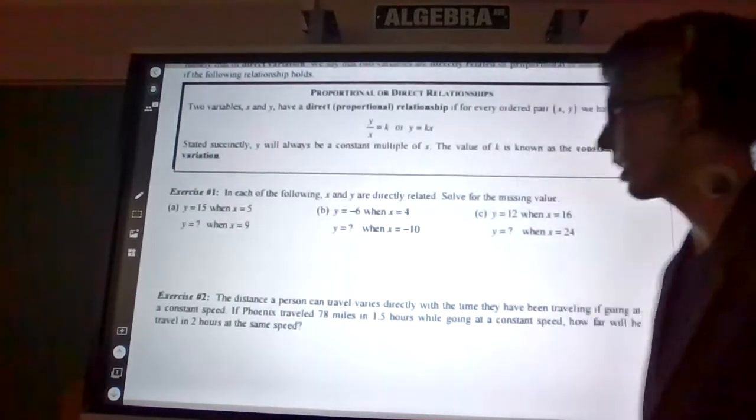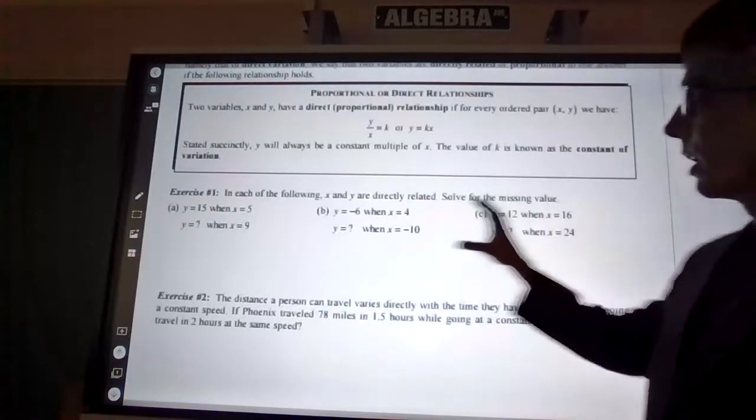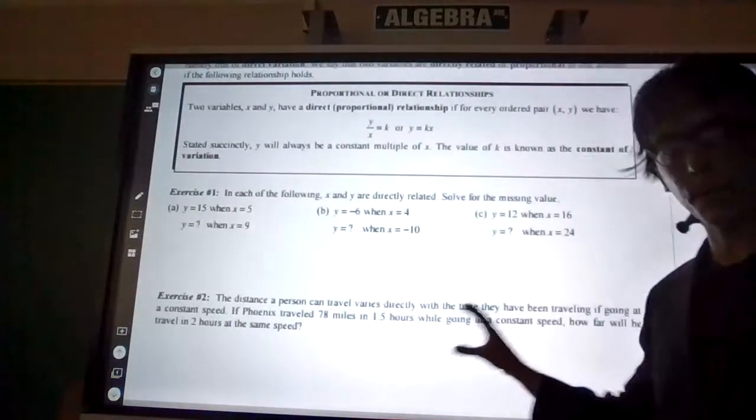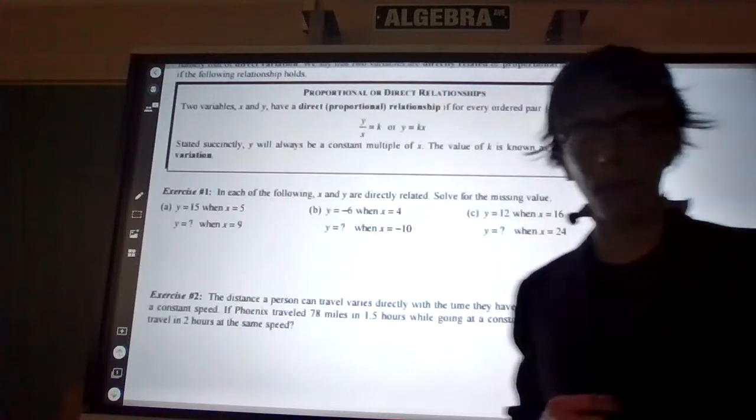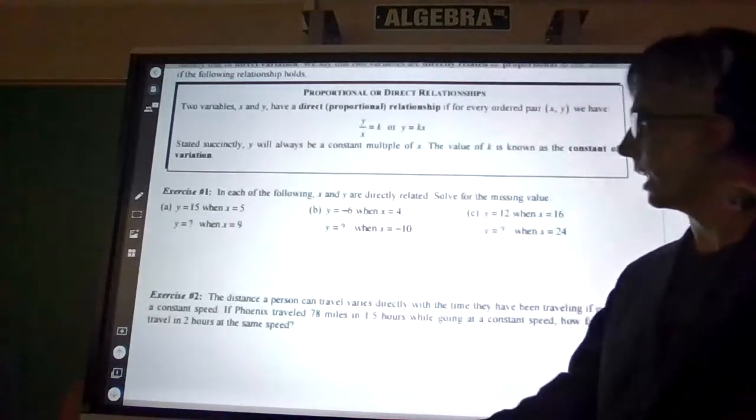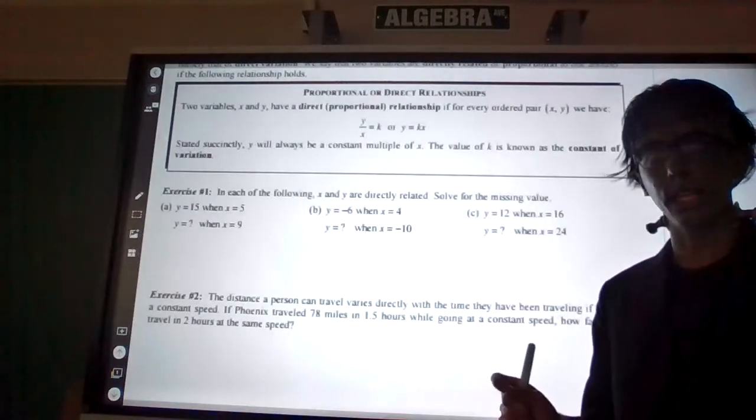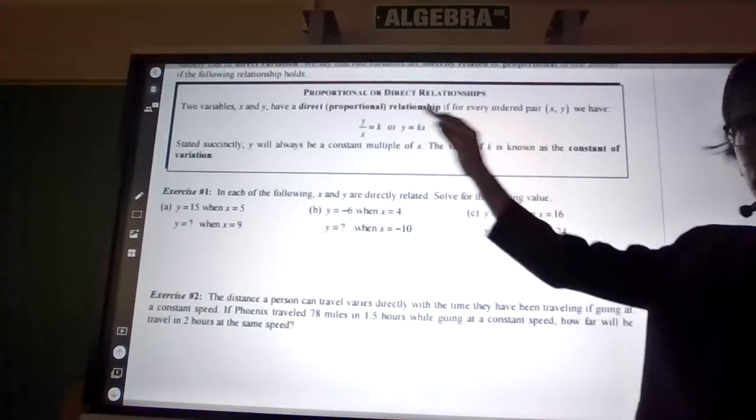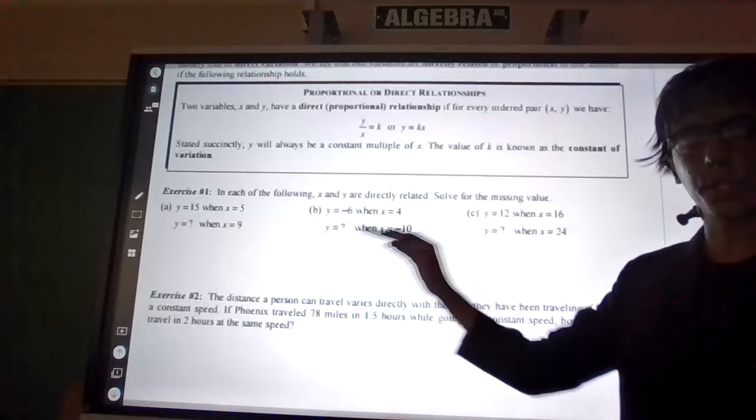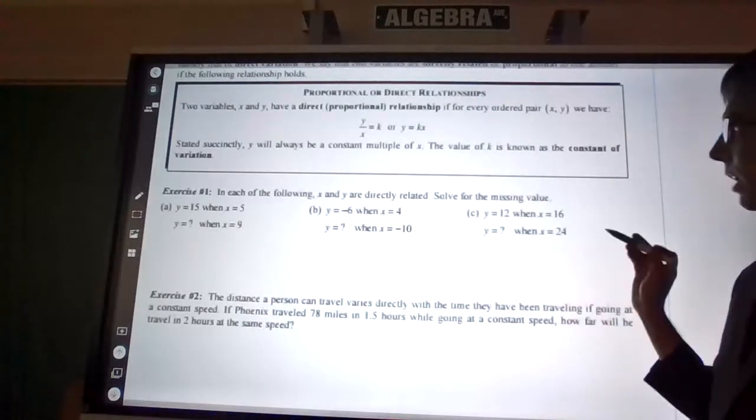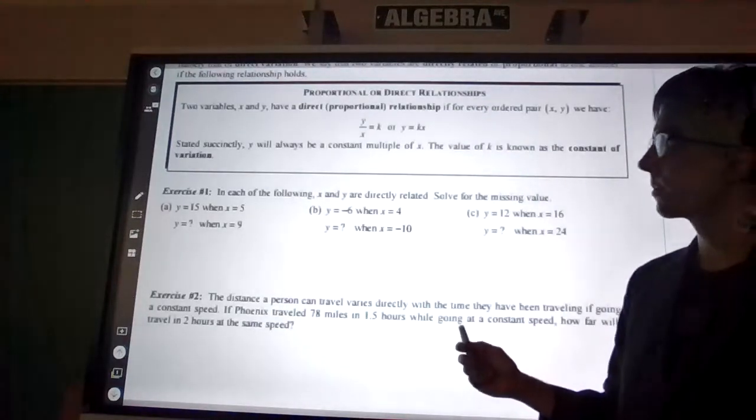We're going to look at a couple examples here, just straightforward with numbers. Then we get into some wordy problems. In each of the following, x and y are directly related, meaning this relationship up top holds true for each of these situations. So we want to solve for the missing value.